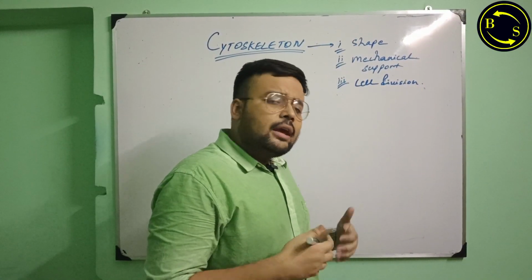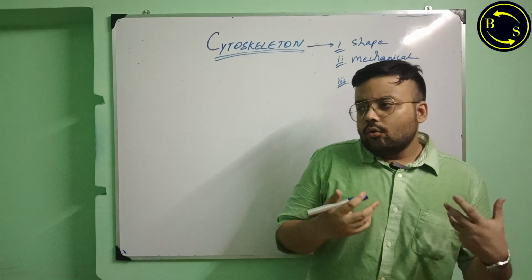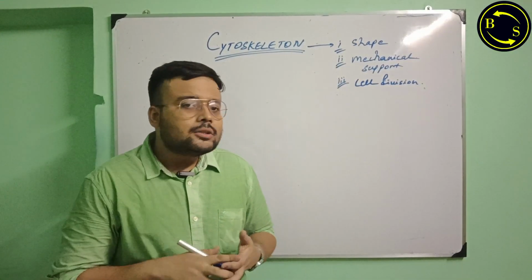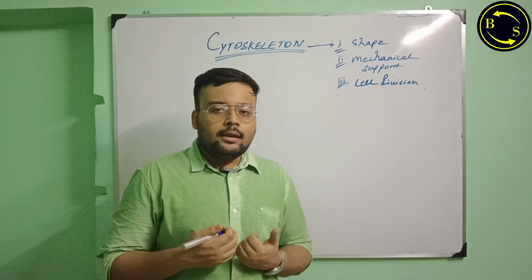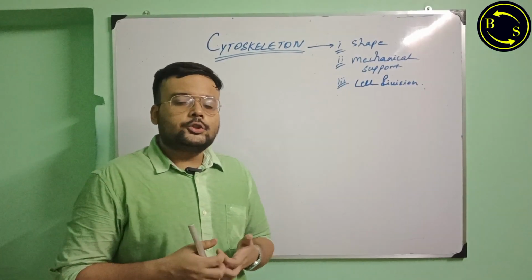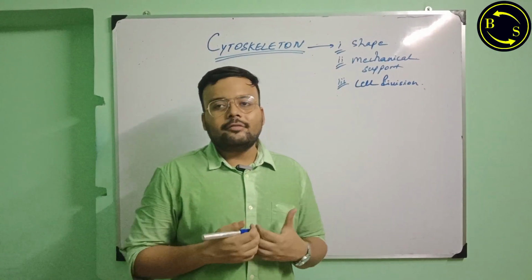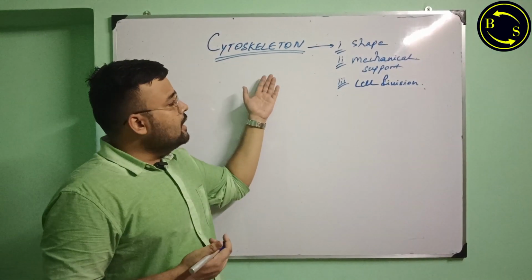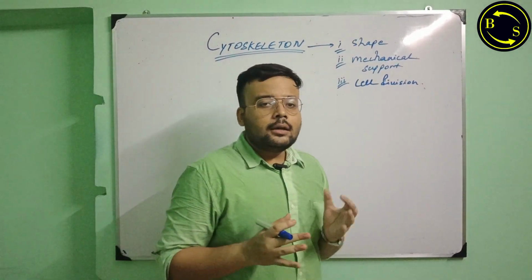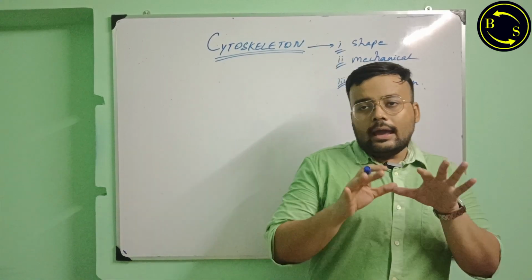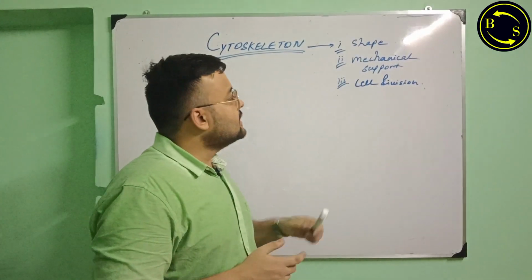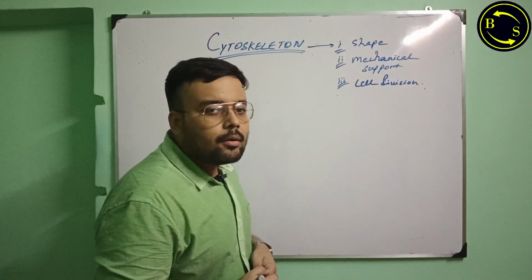As in humans or any other animals, we cannot see our skeleton, can we? No, because it is embedded under our skin, our adipose tissue, our muscles, our blood vessels, and everything. Similarly, in a cell, the cytoskeleton is embedded in the protoplasmic matrix. However, the cytoskeleton has three major components.